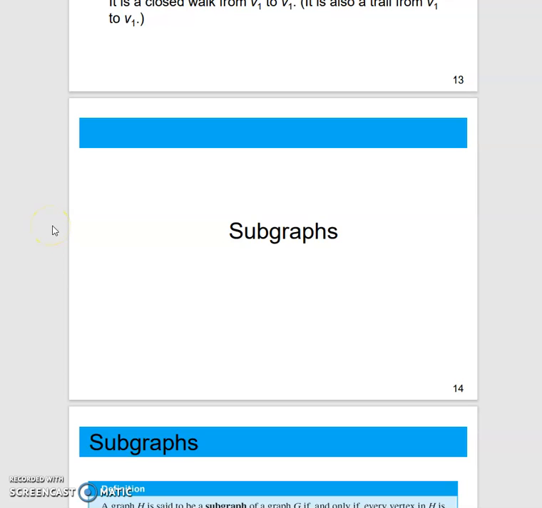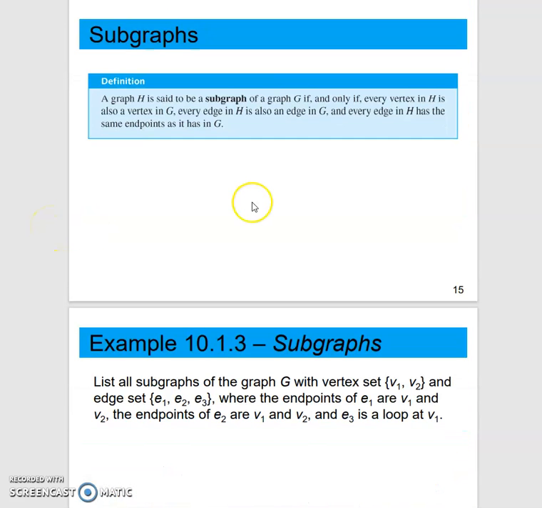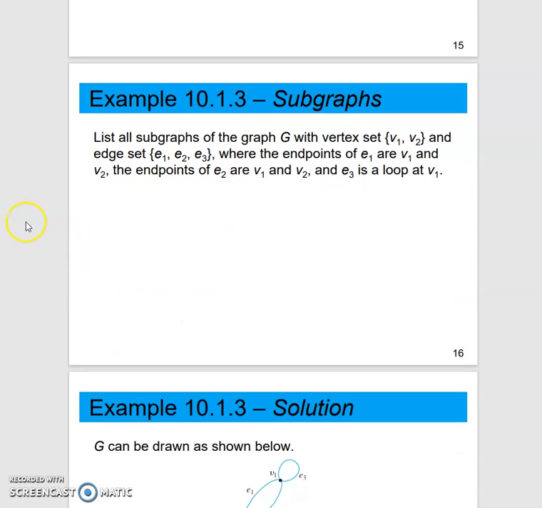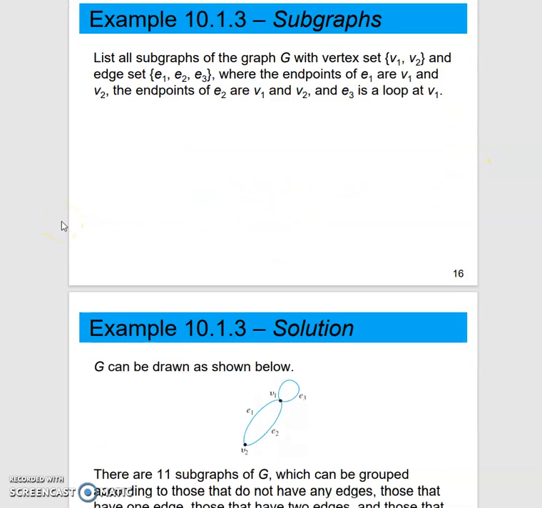So let's look at subgraphs. A subgraph means that every vertex in H is also a vertex in G, every edge in H is also an edge in G, and every edge in H has the same endpoints as it has in G. So let's say we've got vertices 1 and 2, we've got edges 1, 2, and 3, and we've got the description of how they connect, and let's find subgraphs.